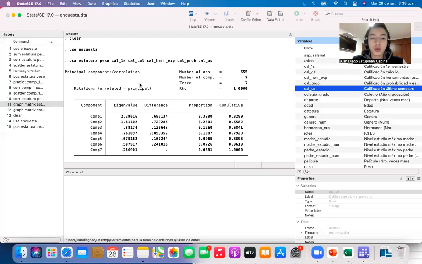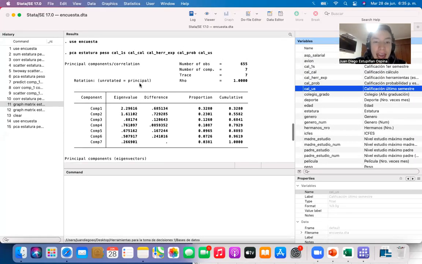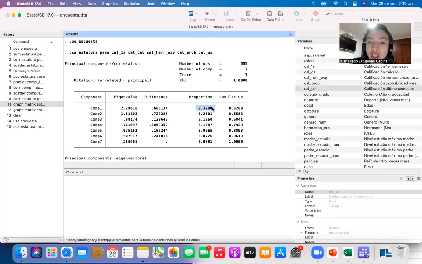So let's go back to Stata. So here we can see that, as before, the first component has the largest proportion of variance from the data. And also we can see here that there are only 2 components that have an eigenvalue higher than 1. So we can, for example, assume that we are only going to work with the first 2 components.